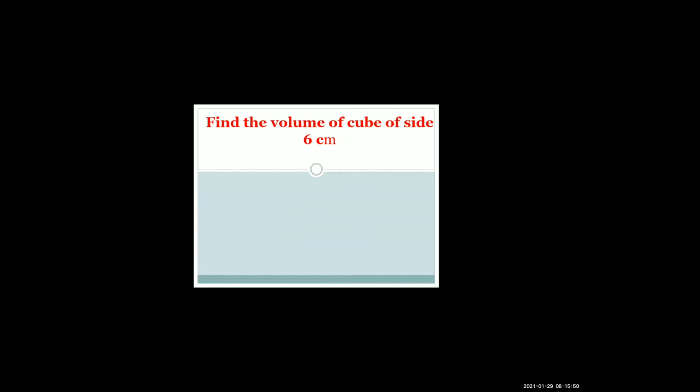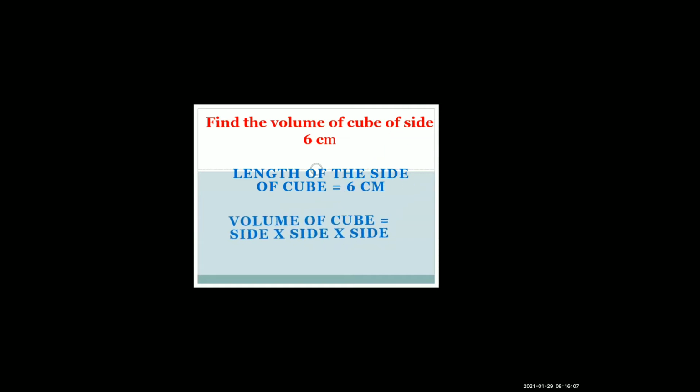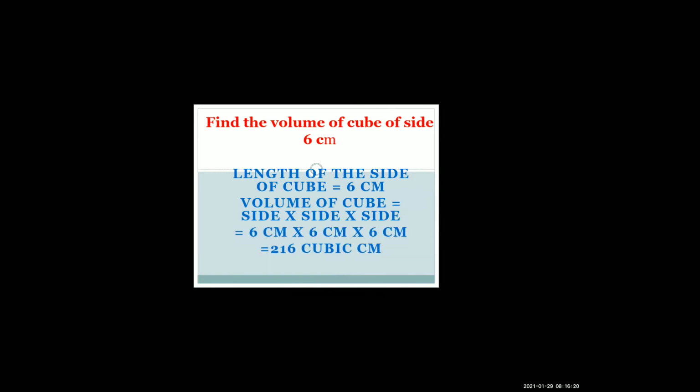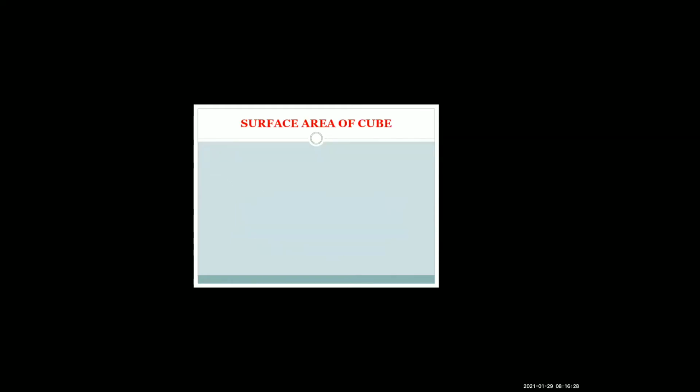So to find the volume of a cube with side 6 centimeters. The length of the side of the cube is 6 centimeters. Volume of a cube is equal to side into side into side. So the volume of a cube with side 6 centimeters would be 6 centimeter into 6 centimeter into 6 centimeter. 6 sixes are 36, 36 sixes are 216 cubic centimeters. This was a basic one which we have done. I'm just revising so that you remember this.